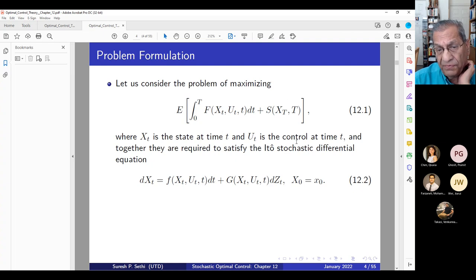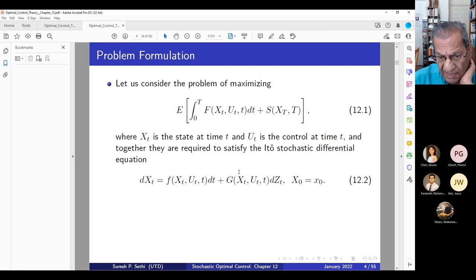And then there's a salvage value function. So because these are random variables, we take the expected value. Then the state equation, which we had as a differential equation, is now given by what is called the Ito's stochastic differential equation.